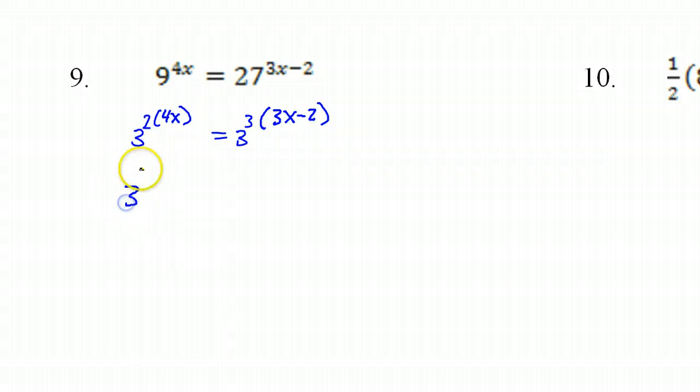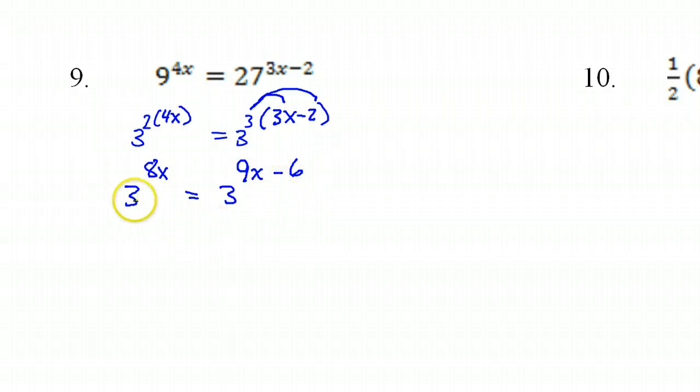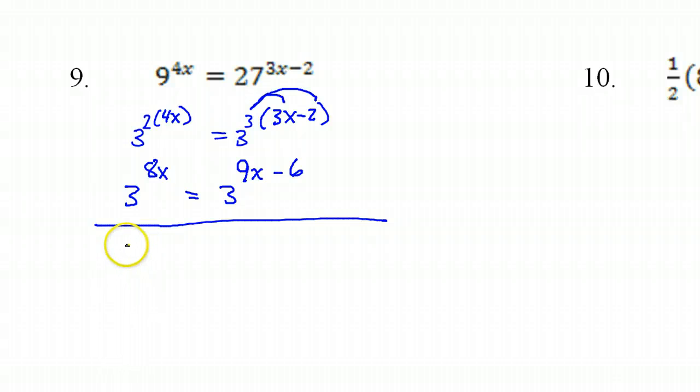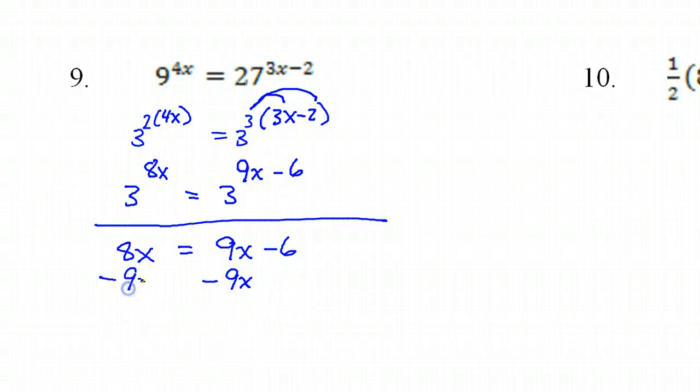Okay, so that means I have 3 to the 2 times 4 is 8, so 8x. And here I have 3 to the. And I need to distribute, so that's going to be 9x minus 6. Alright. Now, if the bases are the same in this equation, then the exponents would have to be the same. So logic tells us that 8x must equal 9x minus 6. We're not canceling out the 3's. This is logic. So now we will subtract 9x from both sides.